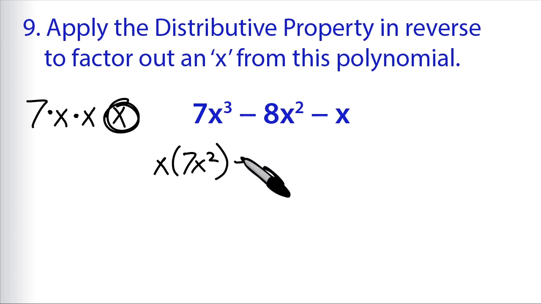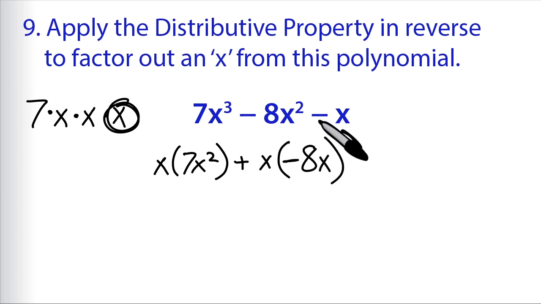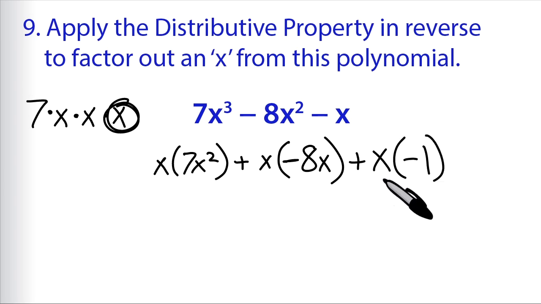So we have plus x, and then that's going to be multiplied not by 8x, but by negative 8x. Remember, this term is negative, but we want the x to be positive, so we need to have the negative apply to the other factor. Then we have minus x, which is the same as plus negative x, but we want a positive x factored out. So we have x, and that's going to be multiplied by negative 1.